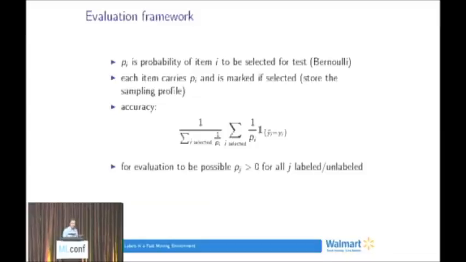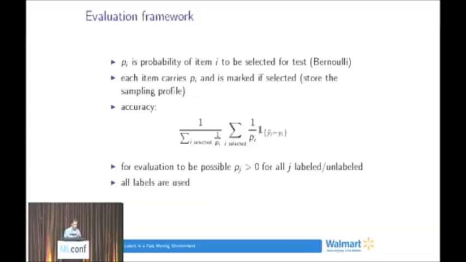Now, for this to be possible, it has to be the case that you sample each item, all of them, with a probability higher than 0. So in the initial example where we added the new 500,000 items, an accuracy measurement is not possible because the new items are not being sampled at all. Their p_i is 0, and so you cannot do that. If you do this, you pay a cost to store this information, but you use all the labels for all your measurements, which is good.